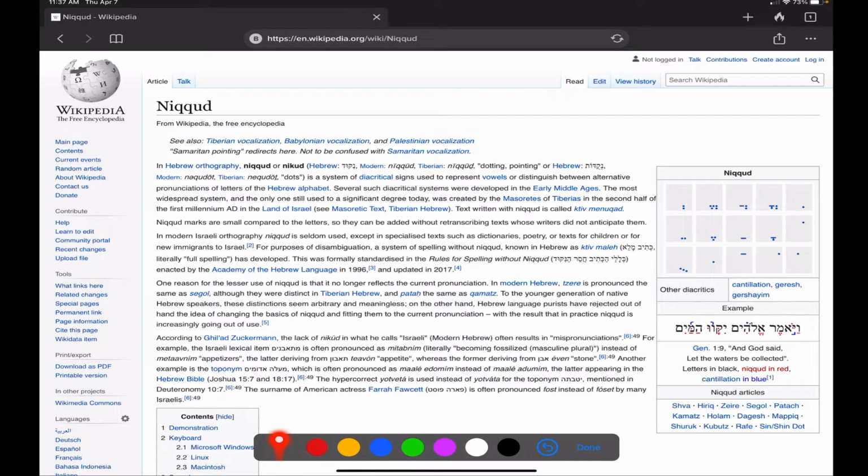Okay, so Nikkud then are little diacritical marks. Here they are over here. And if you go to Wikipedia, you can click on each one of these, and it'll take you to what that mark is and what sounds it makes. But what's interesting here is that these Nikkud came from the Masoretes of Tiberias, but there were other diacritical systems in the early Middle Ages. All right. So who are the Masoretes, and what's this all about?